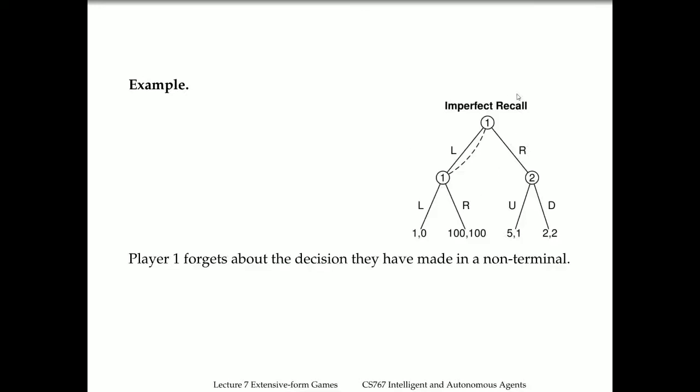What do I mean by this? Consider an agent who is making moves. Whenever it makes a right-hand side move, it knows that it has made this move. But whenever it makes a left-hand side move, it forgets that it has ever made this decision. This is like a driver driving on the highway. If he decides to leave the highway at an exit, he knows that he has left. But if he just drives on, when he reaches the next exit, he has forgotten that he made this decision. That's a weird situation, and it is called imperfect recall. This is a situation where player 1 forgets about the decision that they have made at a non-terminal node.